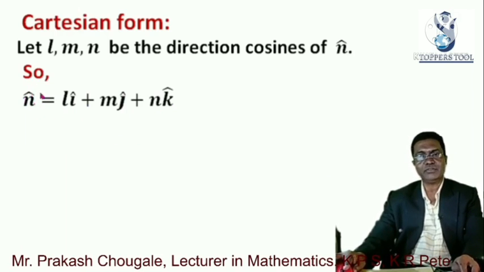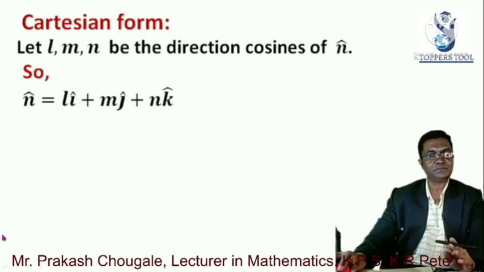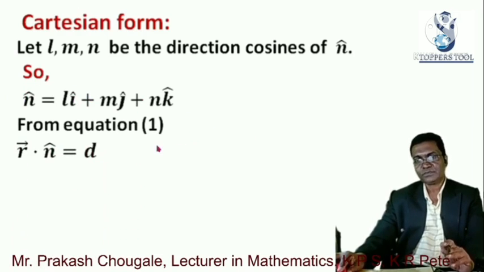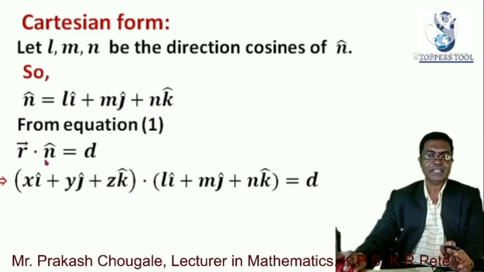So if you find the magnitude of n cap, what will you get? Square root of l square plus m square plus n square is equal to 1. Okay, so this is why you have to take n cap as l i cap plus m j cap plus n k cap. Now substitute this and your vector r in this equation. Vector r is known to us. It is x i cap plus y j cap plus z k cap, and dot n cap is this.